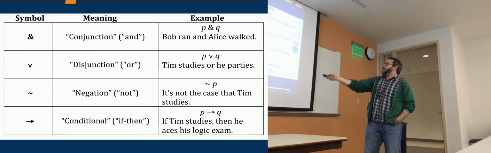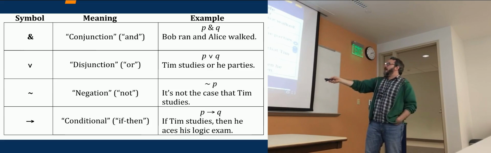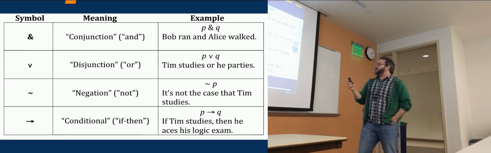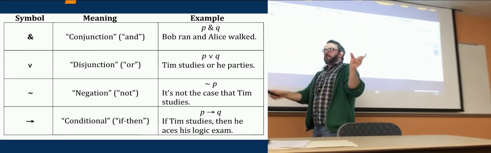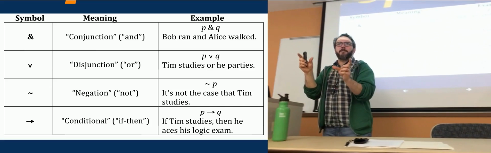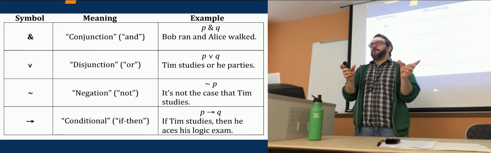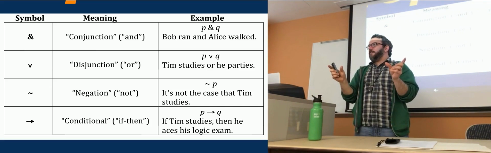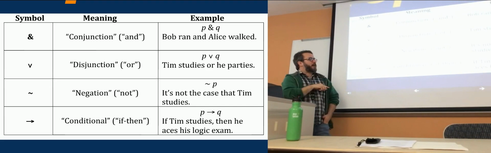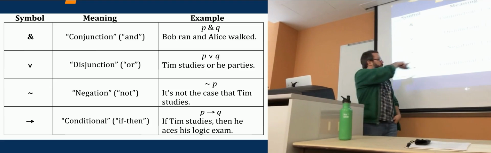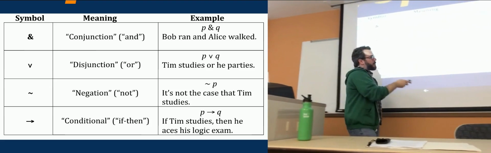So I could have a proposition P, Tim studies. Another proposition Q, Tim aces his logic exam. And then I can have this more complicated relationship between these two statements that I articulate with, if Tim studies, then he will ace his logic exam. And the symbol that I use to represent that relationship is the arrow, sometimes a horseshoe with the curvy end pointed that way, like an arrow.